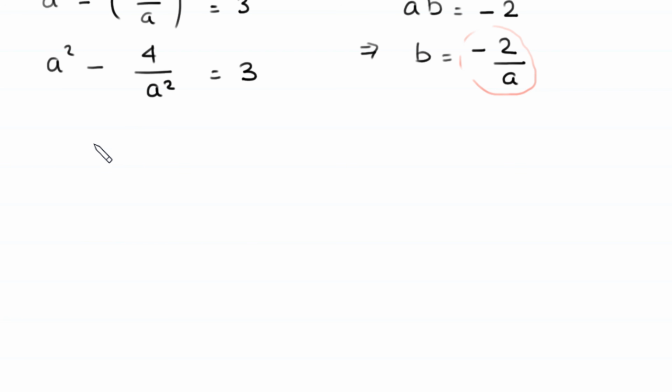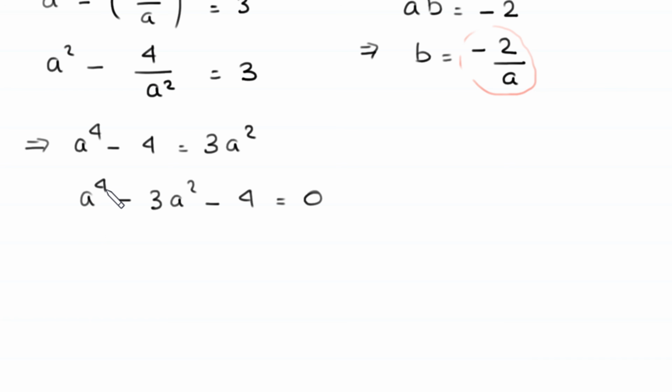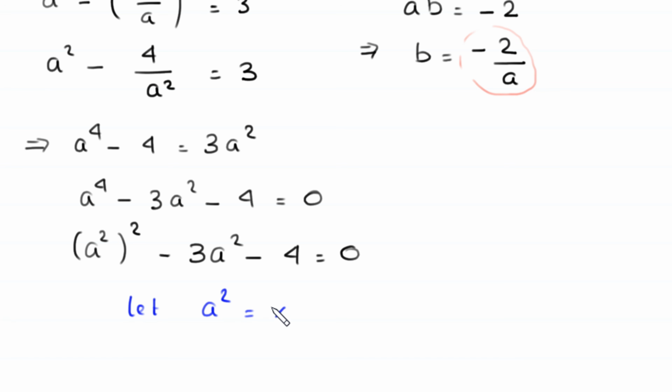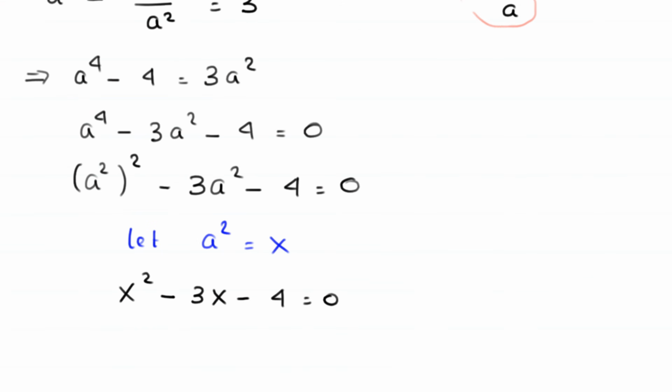If we multiply both sides by a squared, this implies that a to the power 4 minus 4 is equal to 3a squared. Move this 3a squared to the left hand side, this will become a to the power 4 minus 3a squared minus 4 equal to 0. This a to the power 4 can be written as a squared whole squared minus 3 times a squared minus 4 equal to 0, and we suppose that a squared is equal to x. So this equation will become x squared minus 3x minus 4 equal to 0.